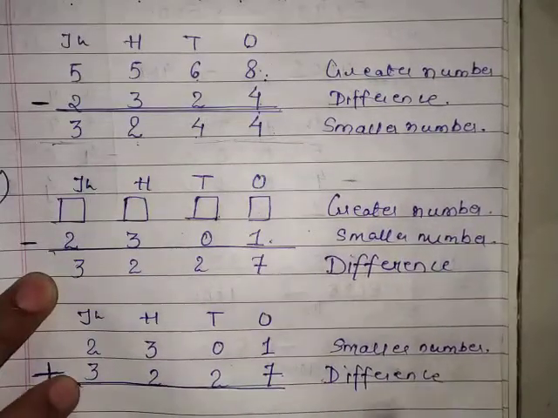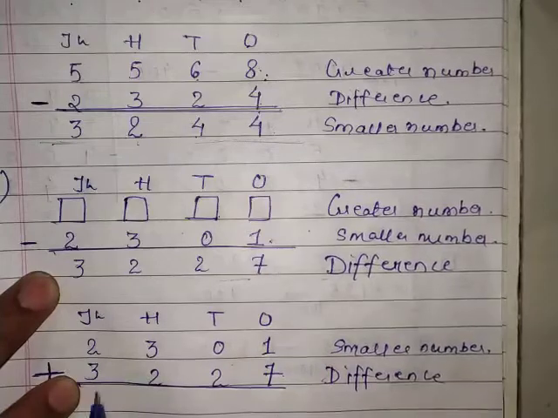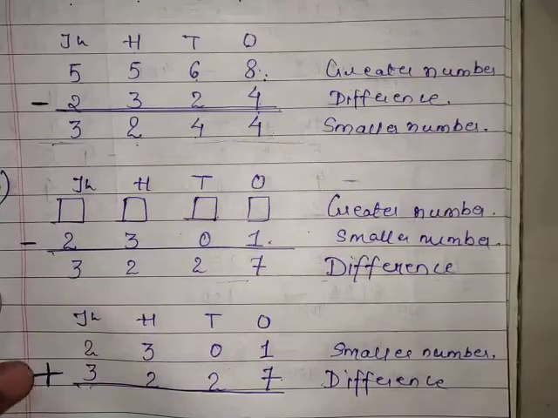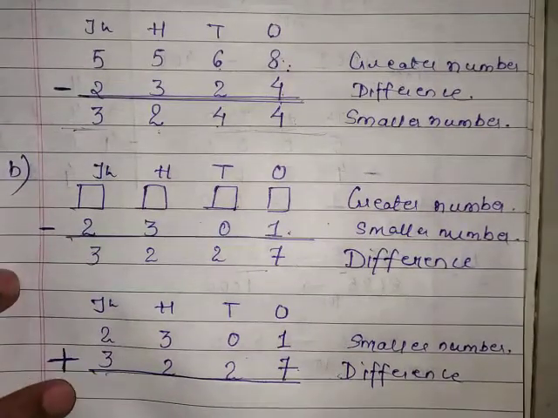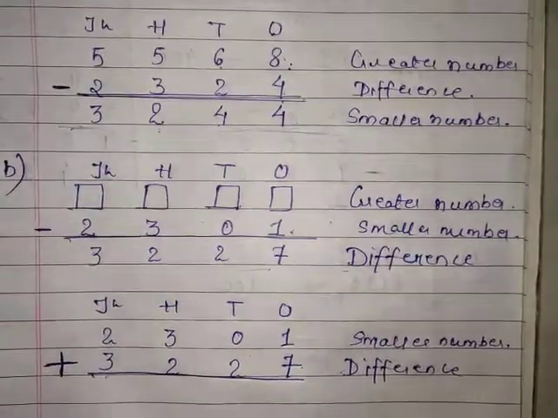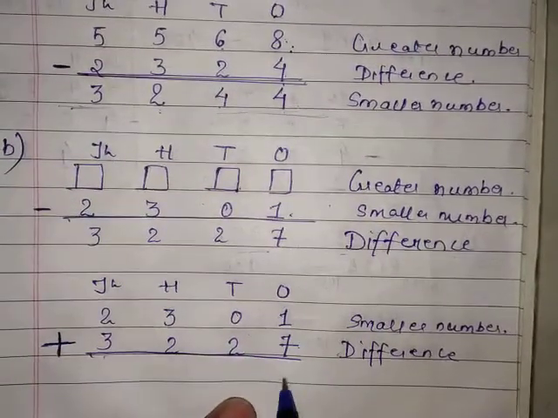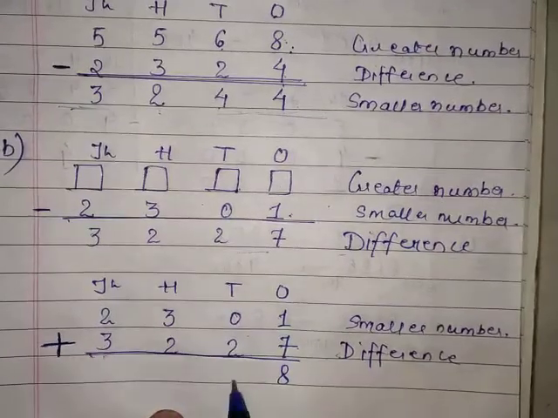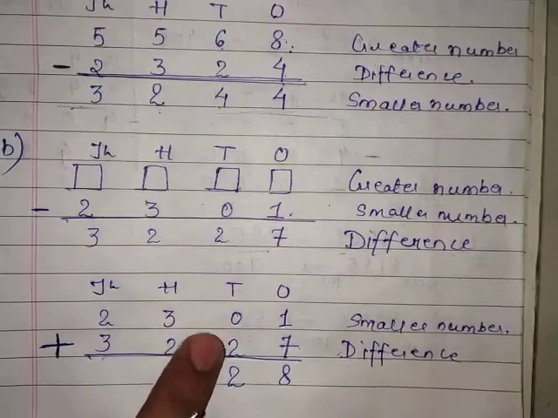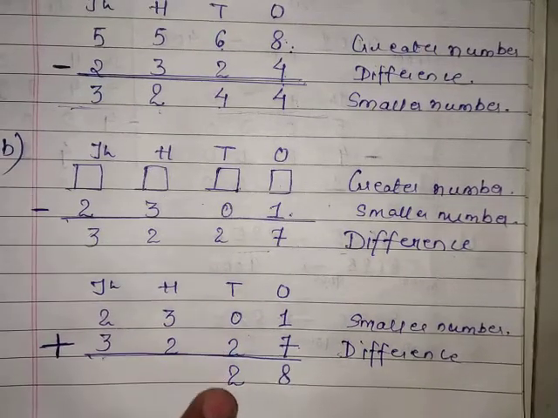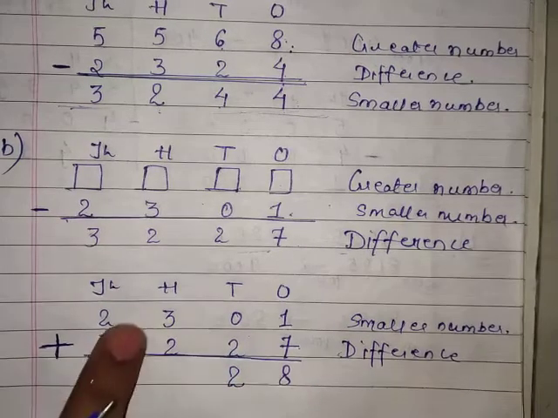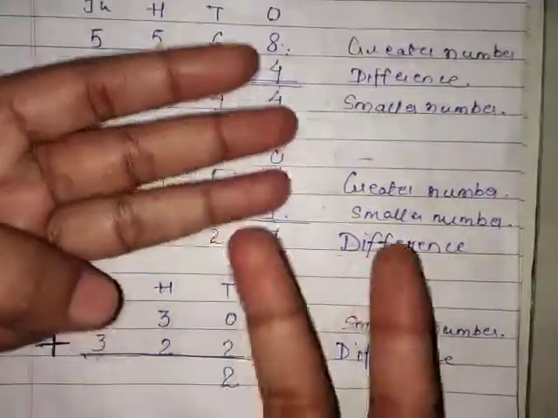As you can see here, 3227 was the difference, right? So we have to add these two numbers. You can see the sign of plus. So we will find the greater number. Let us start the addition. 1 plus 7 is 8. 0 plus 2 is 2. As I have told you, when we subtract or add 0 to any number, we get the same number as the answer.